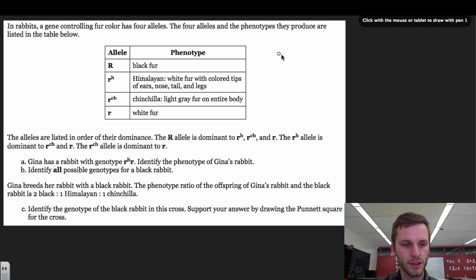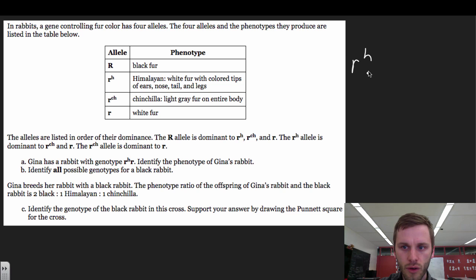So let's just write down what we know. Gina's rabbit is RH little r, crossed with big R. And we just got to figure out what this black rabbit is. So the black rabbit can be 4 different genotypes like we saw in part B. So we got to figure out what genotype it is. Part C says identify the genotype of the black rabbit in this cross. Support your answer by drawing a Punnett square for this cross.